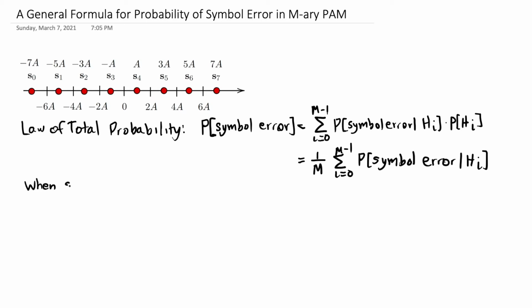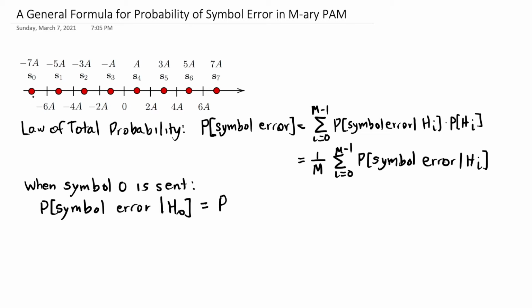So first let's consider when symbol 0 is sent. Our probability of symbol error given H0 is what happens when I send minus 7A and I receive minus 7A plus the Gaussian noise. And to make an error, when I send minus 7A, I have to exceed this threshold minus 6A, because if it was less than minus 6A when I receive it, I'm going to decide symbol 0 was sent. So this is the probability that my x value that I measure, the minus 7A plus the Gaussian noise, is greater than minus 6A.